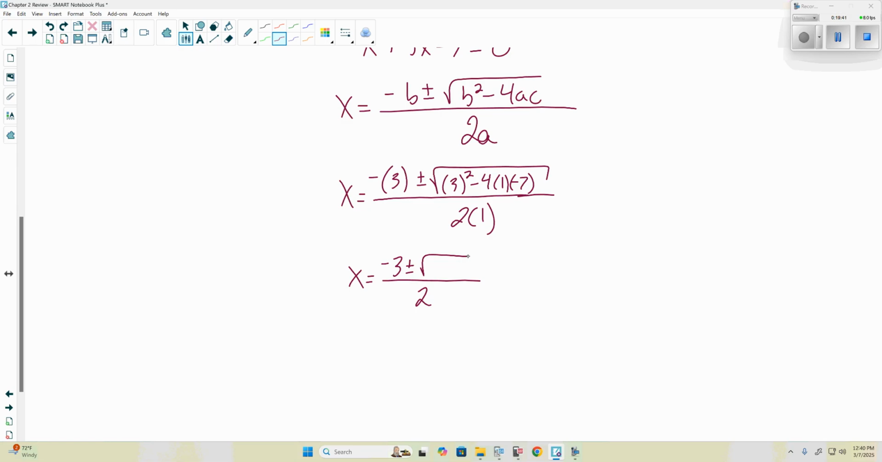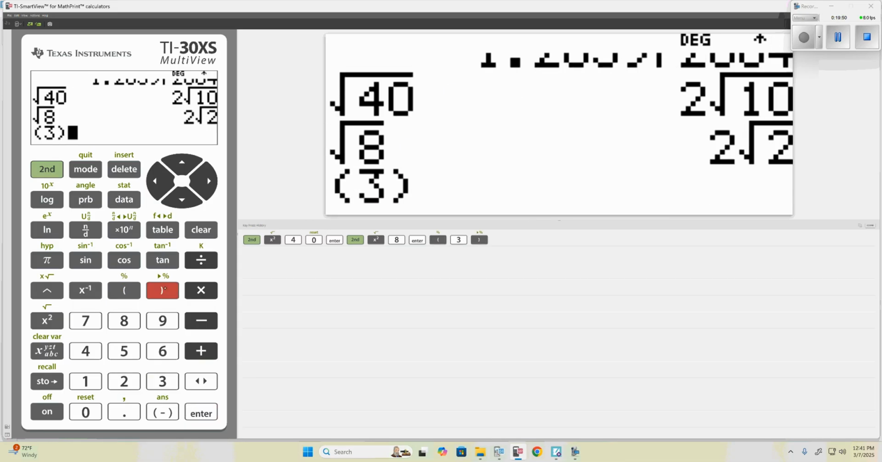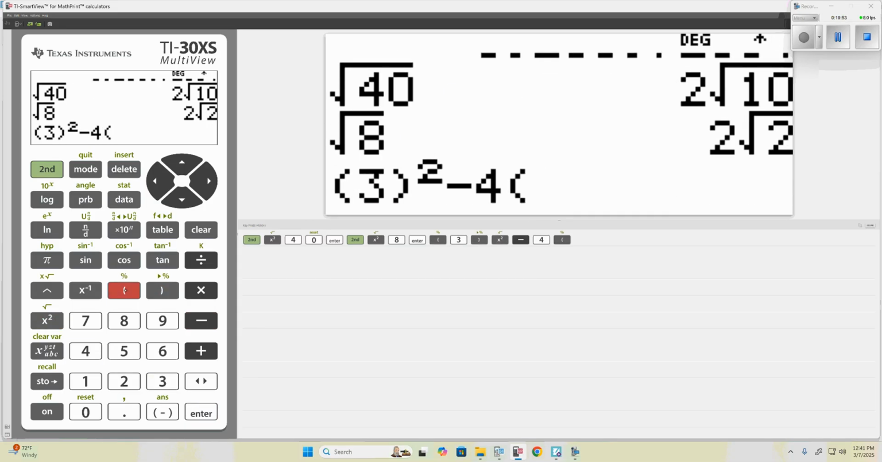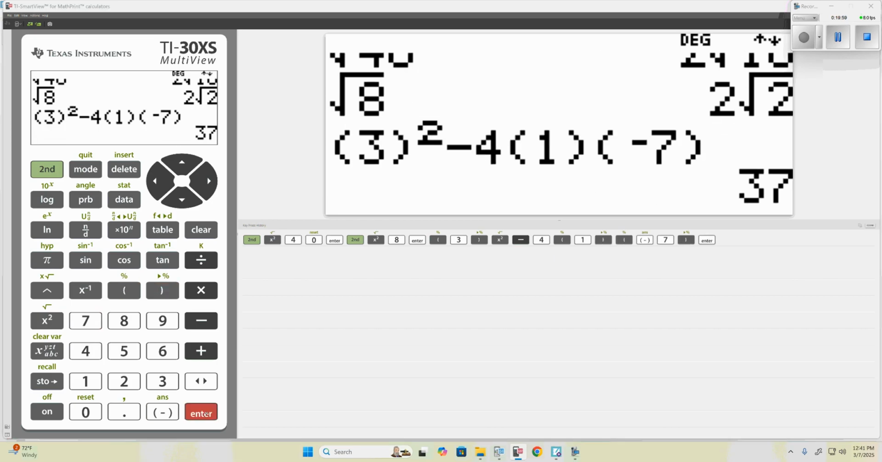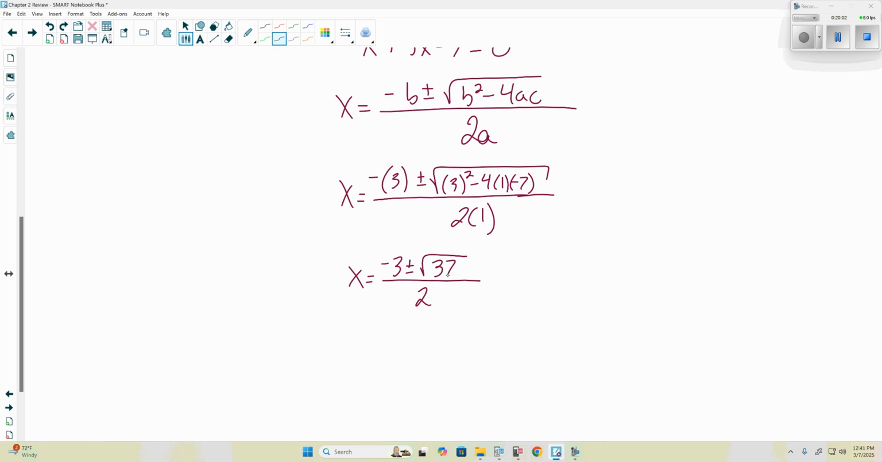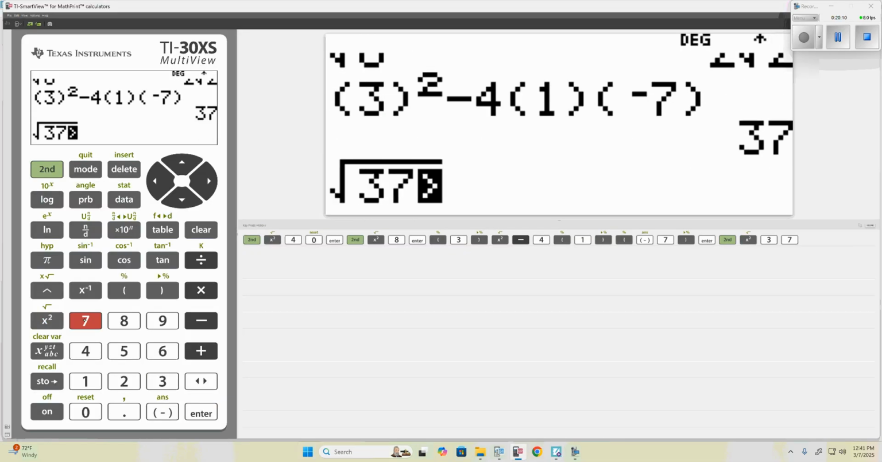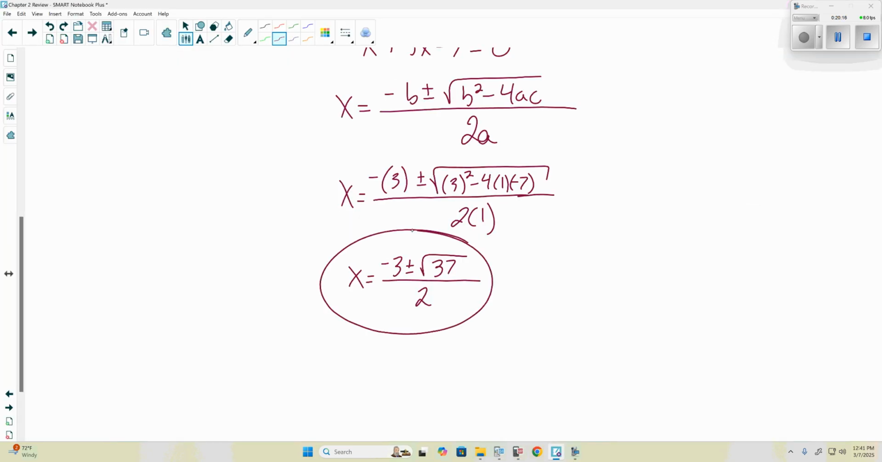Now at this point here, we're going to simplify everything inside the radical, our 3 squared minus 4 times 1 times -7. We can grab a calculator. 3 squared minus 4 times 1 times -7 is 37. So it tells us x is equal to -3 plus or minus the square root of 37 over 2. Now at this point here, we'll check to see if the square root of 37 reduces. It does not. So those are our other two solutions, with -3 and -2.